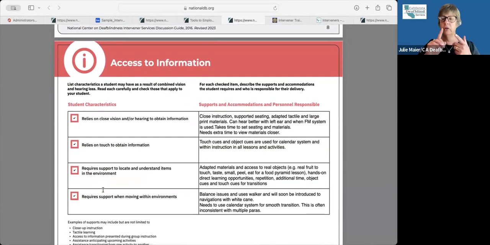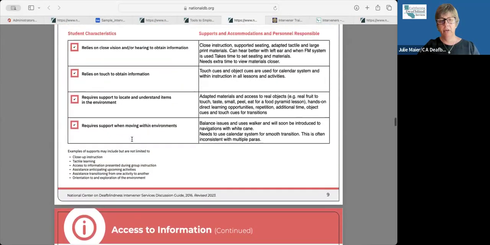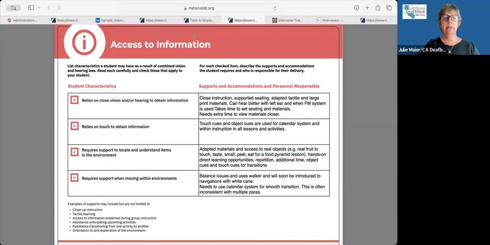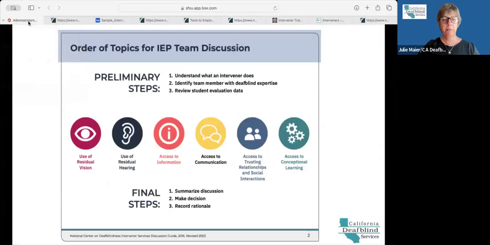And then there are pages where you start to talk about access to information, to relationships, to concepts, and to communication. All of these would be blank. I'll show you the next page, but I filled this in just so you can see. If you have a student that has these characteristics, you just check the box, and then you have a space to type in. So it's a document that you can type right into. This is the kind of information you'll use for that discussion to build that rationale of how you came to a decision whether or not the student needs an intervener. So that's just to give you a taste of it. You will need to dive into it more on your own. All right.